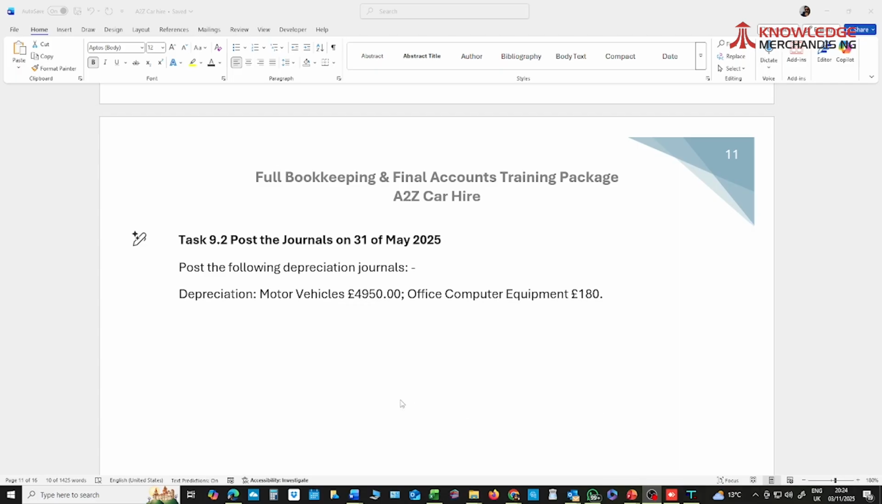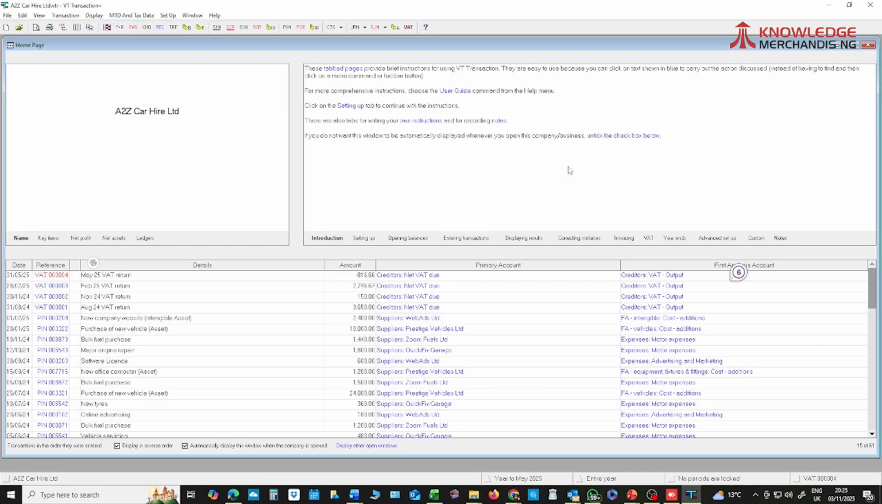Task 9.2. Post the journals on 31st of May 2025. Post the following journals. Fine. Right. Depreciation, motor vehicles 4,950, office equipment 180 pounds. Let's do that.